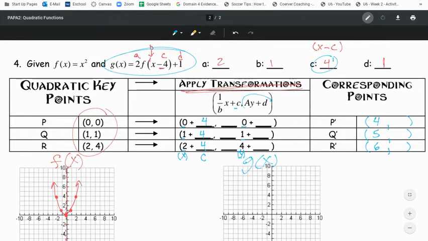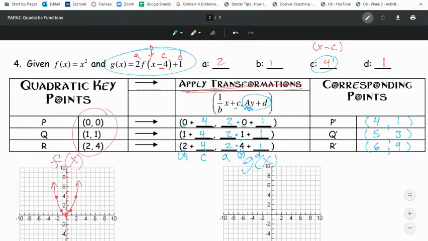Then, if I'm looking at the y part, this says to take y times a and then add d to it. So all of these are going to be times the a value, which is 2. And then we're going to add the d value, which is 1. Okay, so this was a, and this was d. So we do 2 times 0 is 0, plus 1 is 1. 2 times 1 is 2, plus 1 is 3. 2 times 4 is 8, plus 1 is 9.